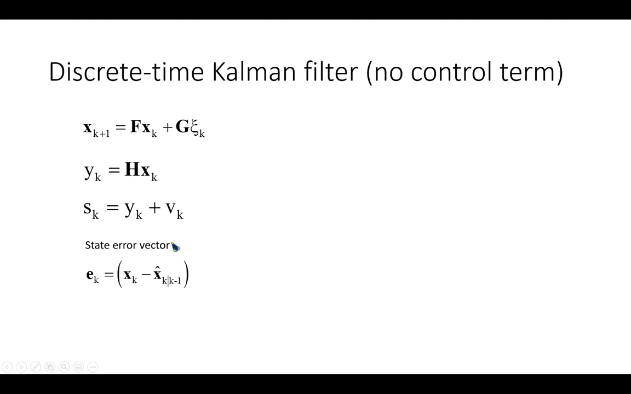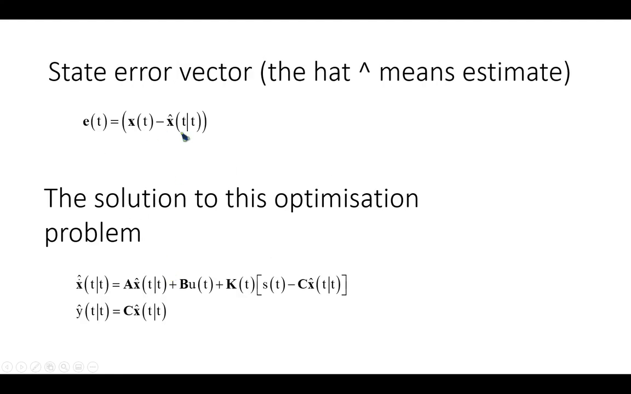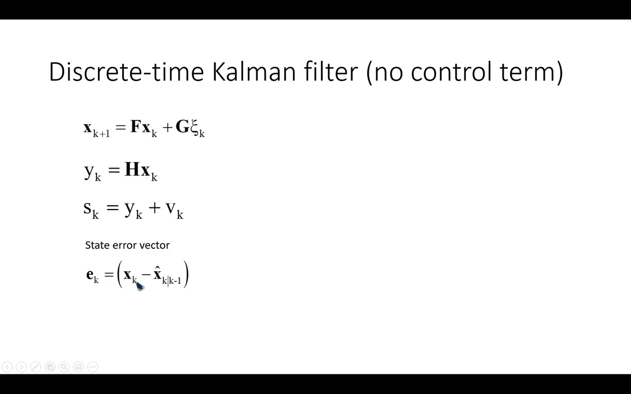As before, in the continuous time case, we defined this error, x of t minus x hat of t given t. Here it's x hat k minus x hat k given information up to k minus 1. That means the estimate at time k, sample instant k, given information up to and including time k minus 1. That means what we've really got is a one-step predictor. It's not really a filter, but usually we call it a filter.